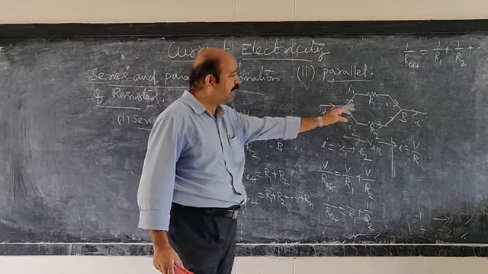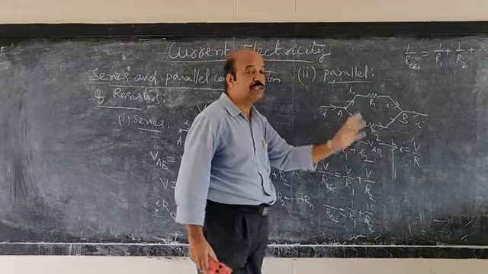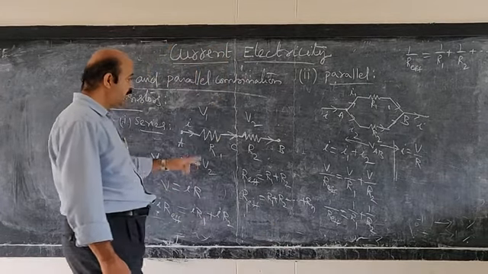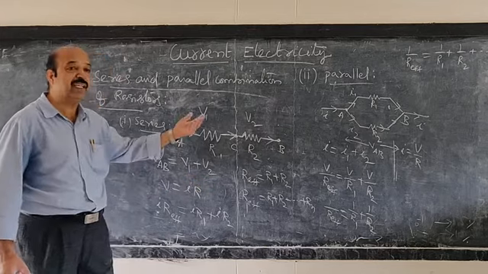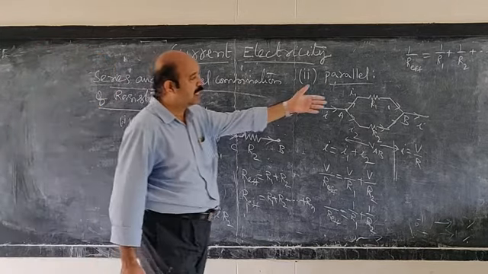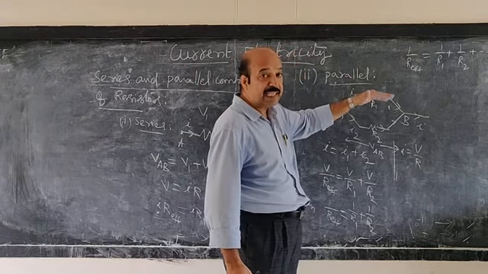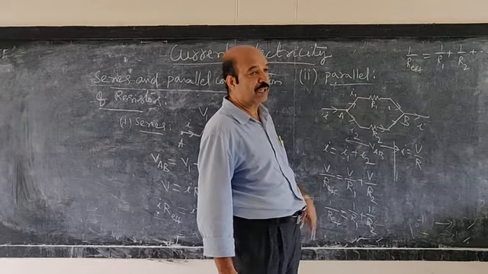Here, the potential difference across all the resistors is the same, but the currents through the resistors are different. Now, one more point. In series connection of resistors, the effective resistance is greater than the individual resistors in series, whereas in parallel combination, the effective resistance is less than the least resistor in the parallel combination.